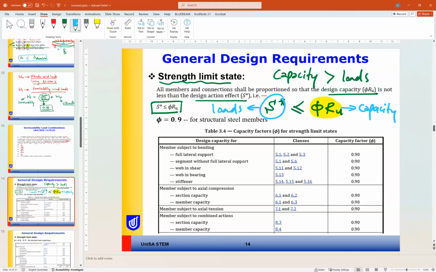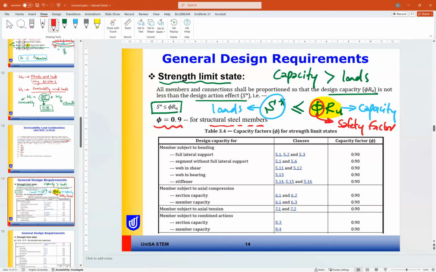We need to make sure that the capacity is more than the loads. Okay, phi is a reduction factor or safety factor, which is 0.9 for structural steel members, like in this table here below. It is like you know the capacity of the member, for example 100, but for safety you will consider it as 90, so that you have a safe margin due to any imperfection in the manufacturing process and so on.